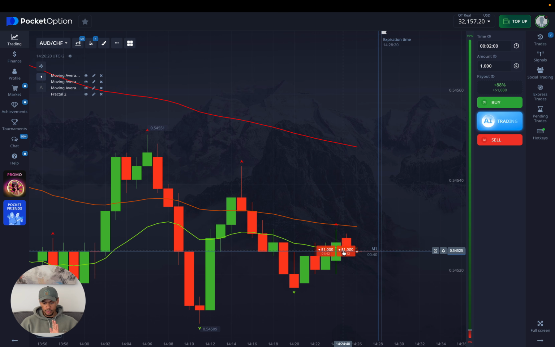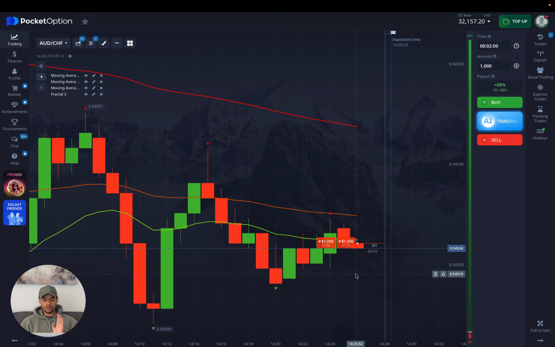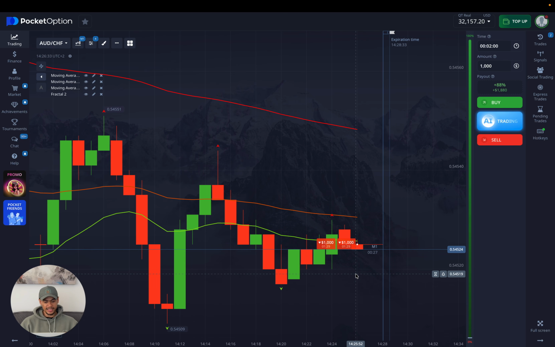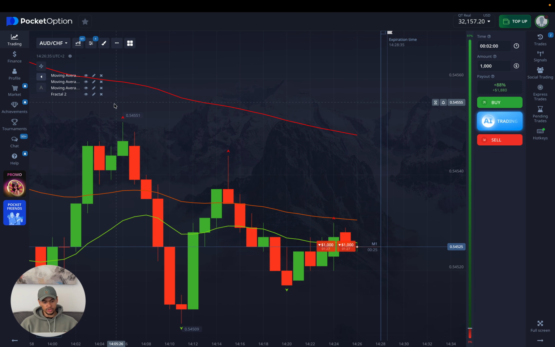We have the pullback, we have the fractal that we had to wait for over 3 minutes, 3 full candles, and now it's all in, and we're placing 2,000 on this one and just gonna wait it out. And like I said, you can see this playing out multiple times. Here again, we got the fractal, a full-on reversal happened right here.